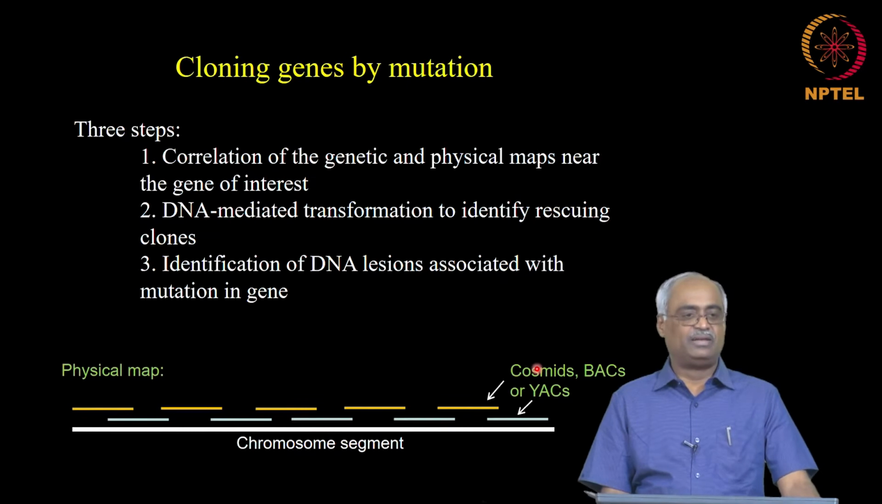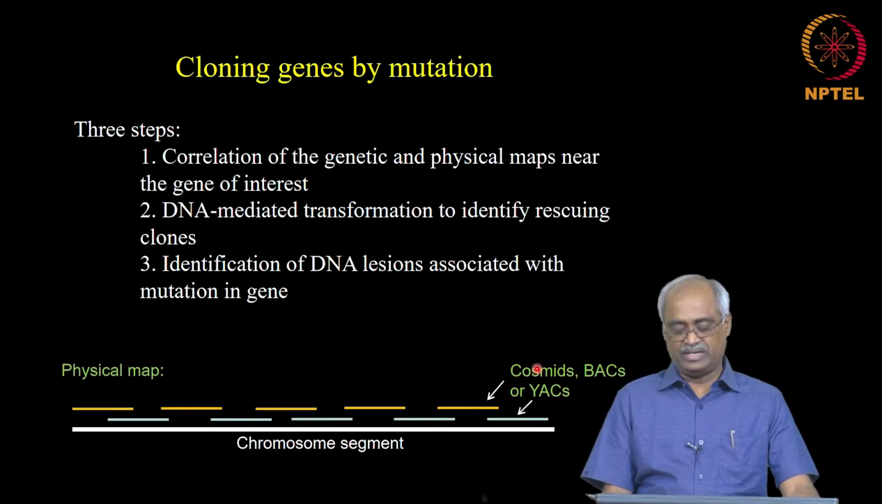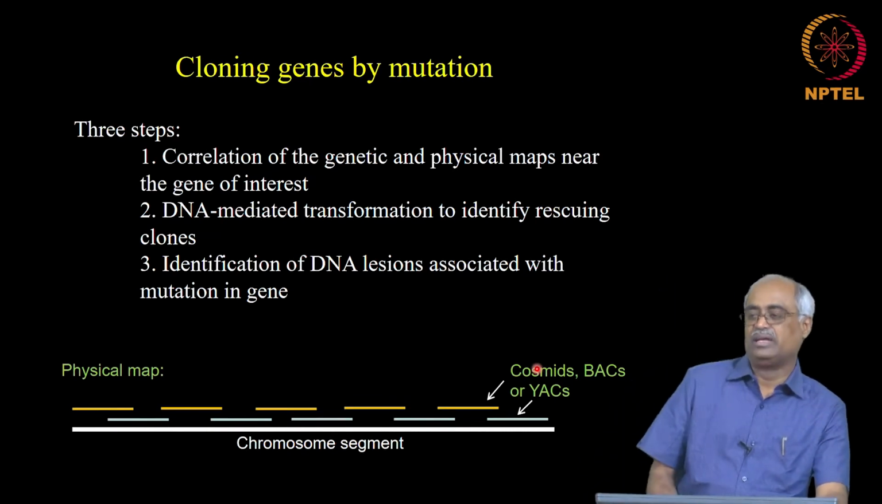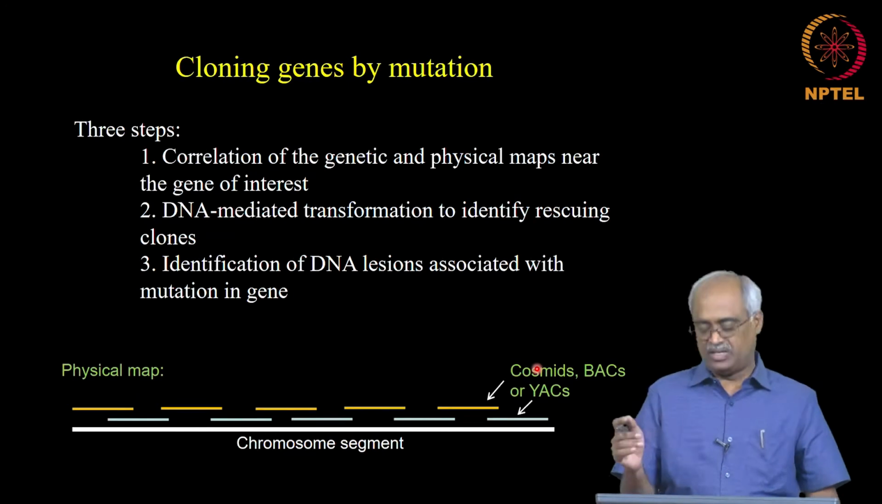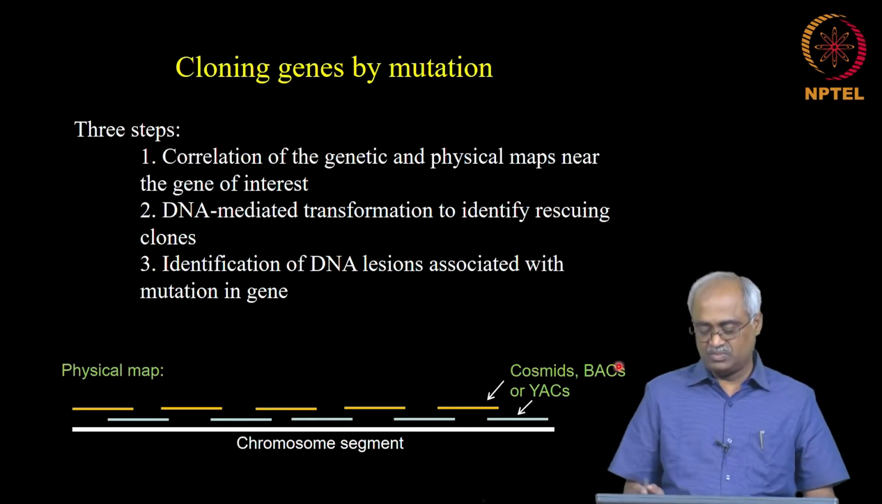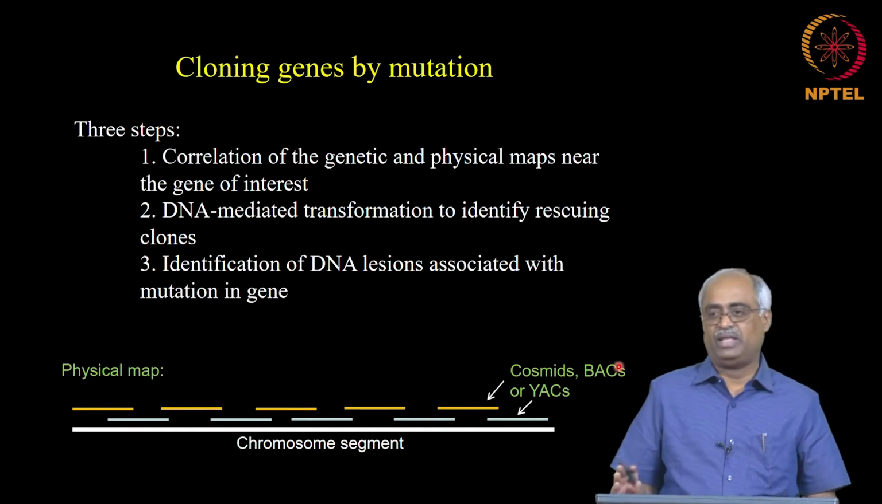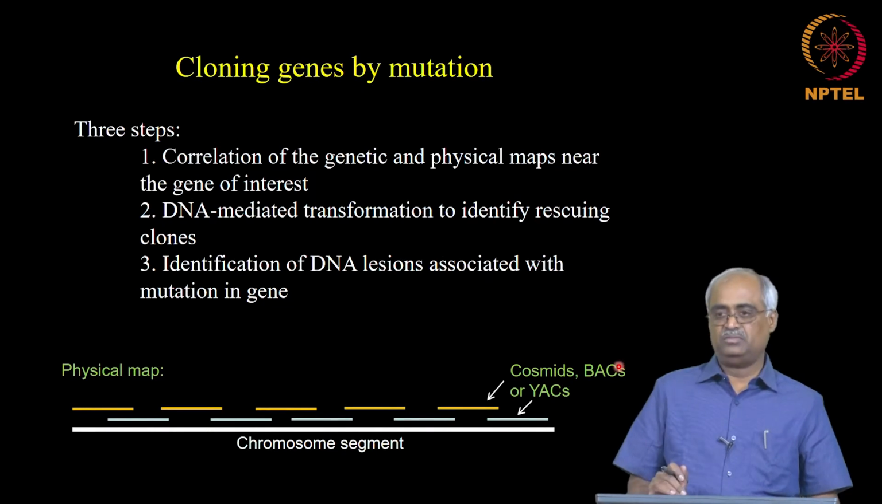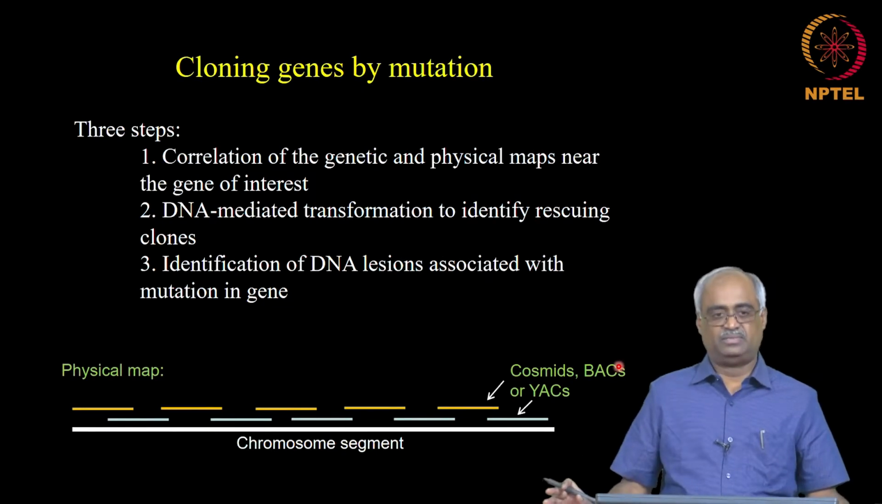So, these are big vectors, we do not need to get into the details of their molecular biology, but they take large size inserts. For example, you can have 100 kb in that range in yeast artificial chromosomes or in BACs. In cosmids usually about 40 kb, 50 kb, that size. So, the chromosome is broken down, cloned in these vectors and transformed into the respective organism.